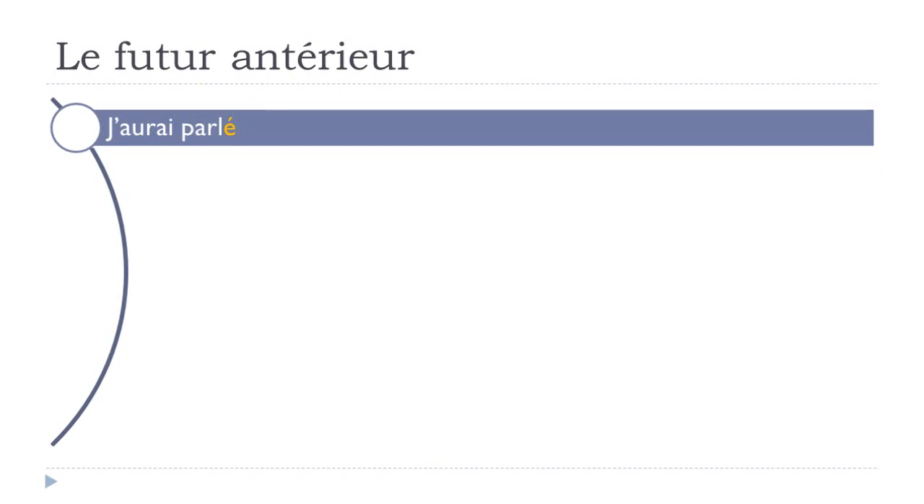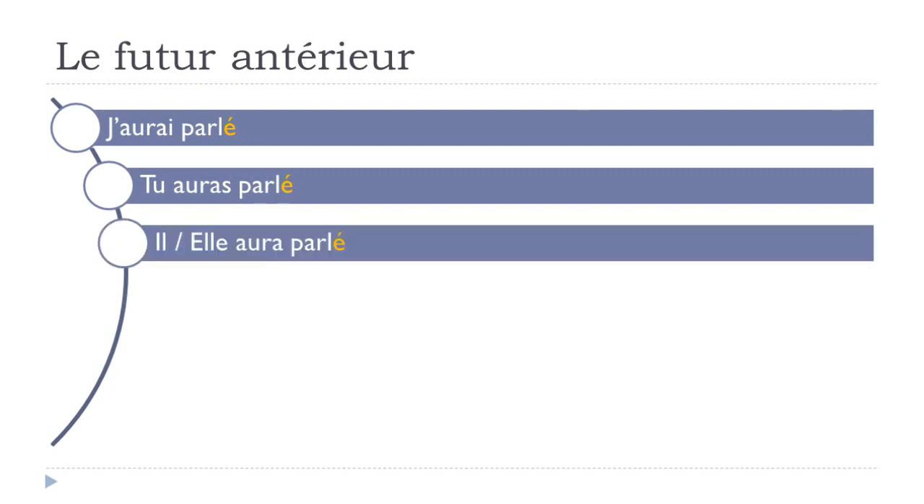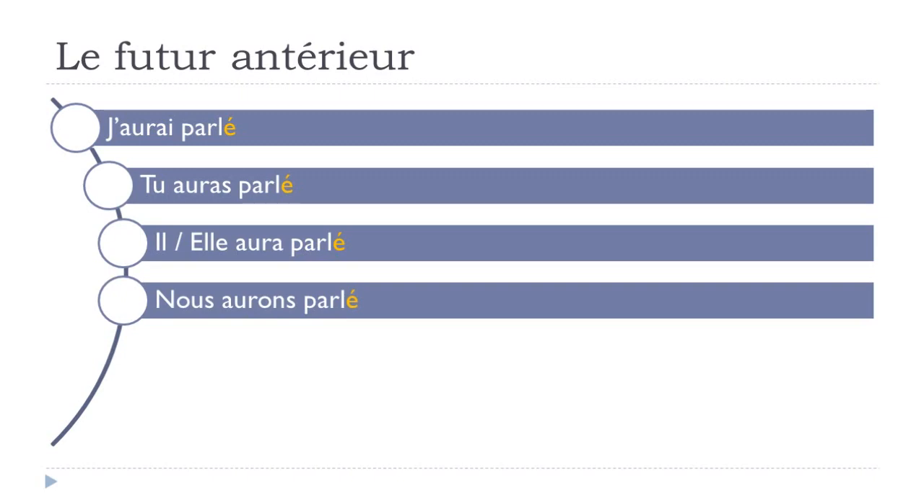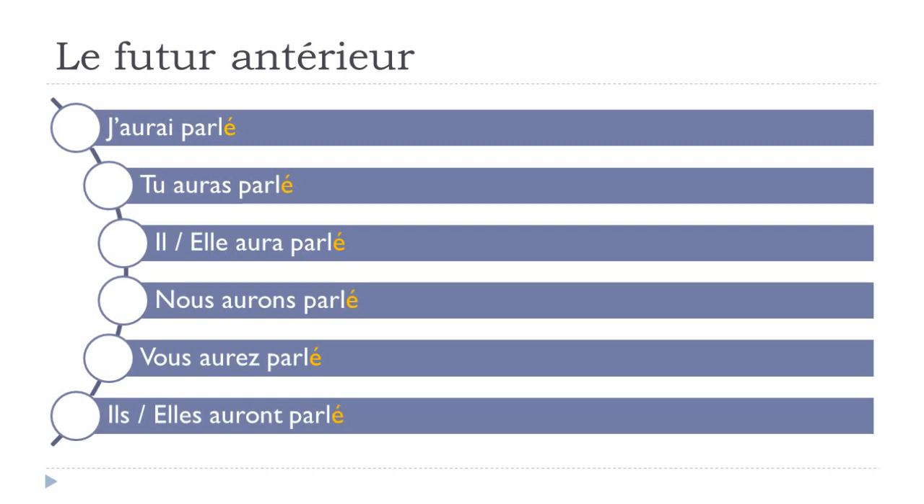An example now with parler. J'aurai parlé. Tu auras parlé. Il aura parlé. Elle aura parlé. Nous aurons parlé. Vous aurez parlé. Ils auront parlé. Elles auront parlé. All right. So as we saw, first you've got this avoir at the future form. Then you've got your participe passé here. Okay. Aura, then participe passé, etc.